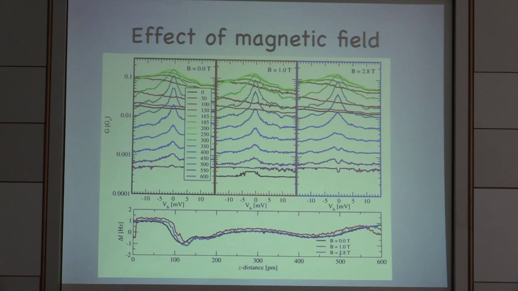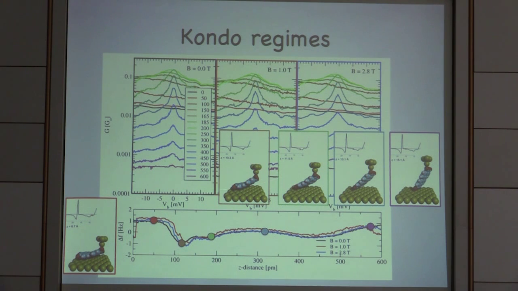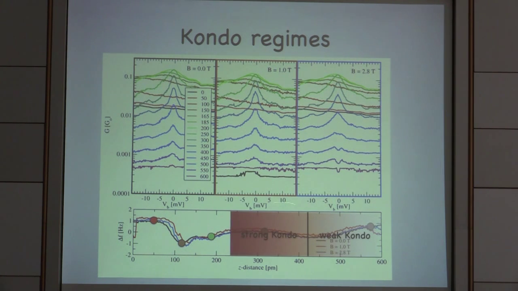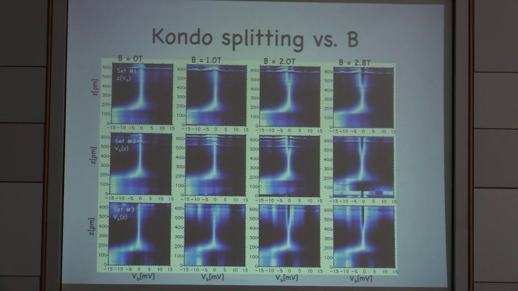It means that we go from this strongly coupled regime to the weakly coupled regime, which is modulated just by the mechanical action, by the fact that we are decoupling this Kondo orbital. Again, from that we can estimate where the strong Kondo regime is and where the weak Kondo regime is, and this is pretty stable for different sets of measurements. So this is just an overview.